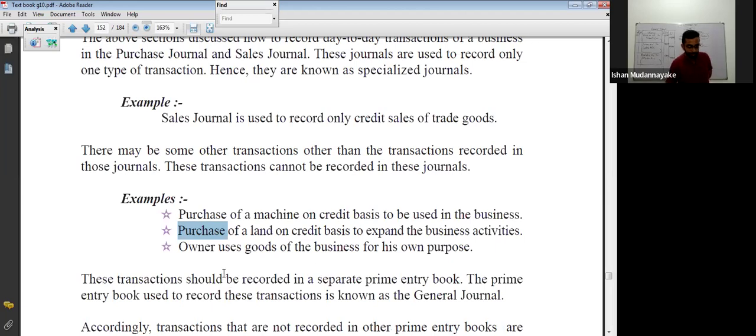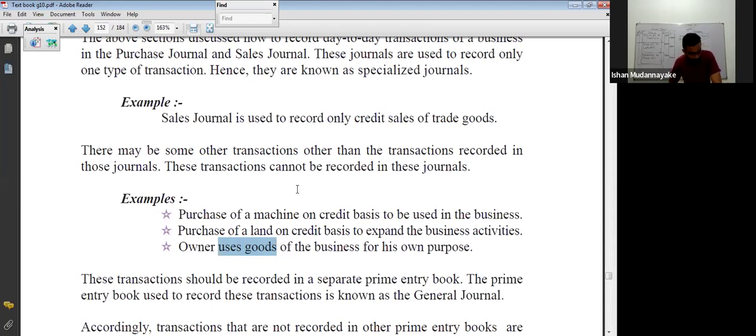And my third one, owner uses goods of the business for their own use. This belongs to adjusting entries. One example of an adjusting entry is stock drawings by the owner. In drawings, the owner can withdraw either cash or stock. Stock drawings is one of the adjusting entries. These are only examples for those transactions.